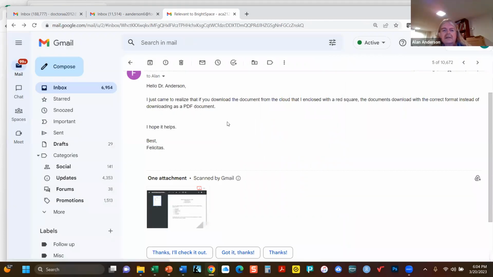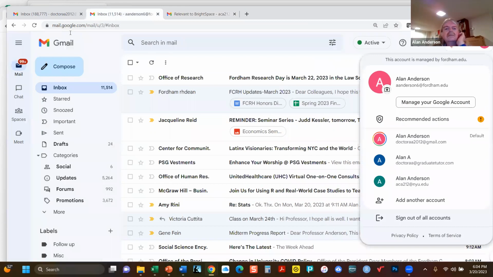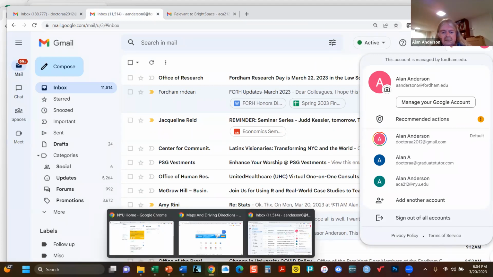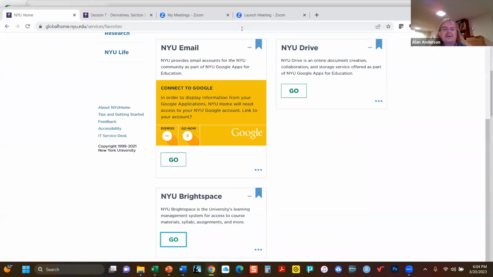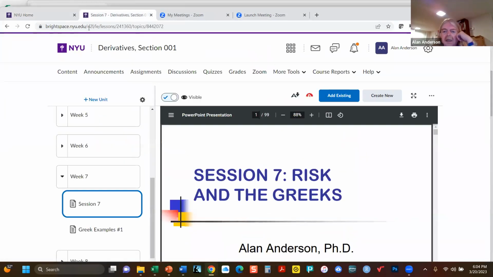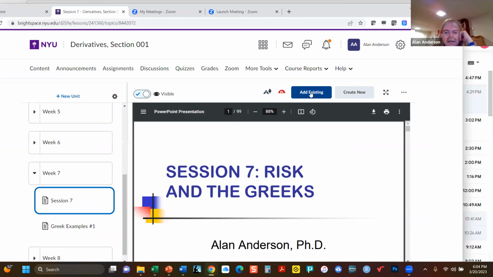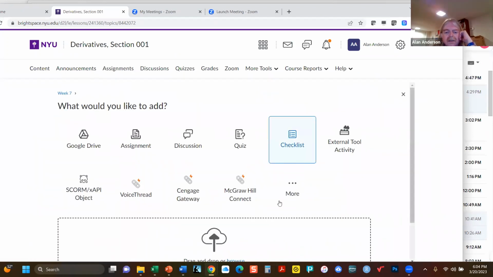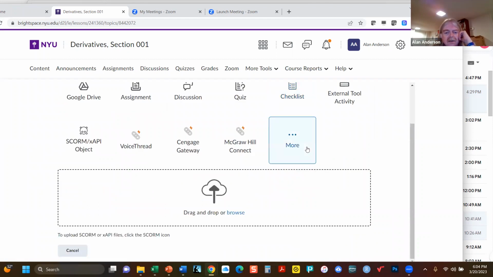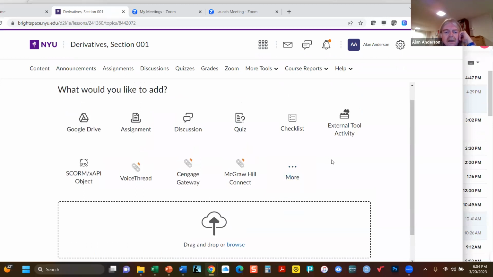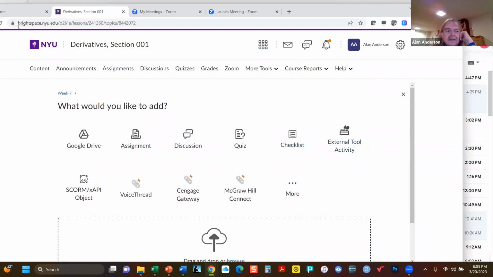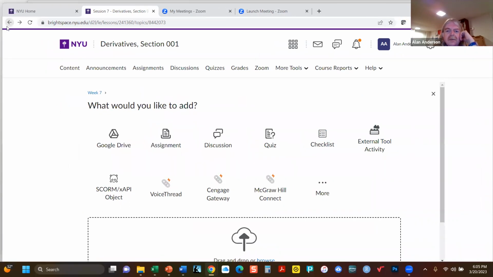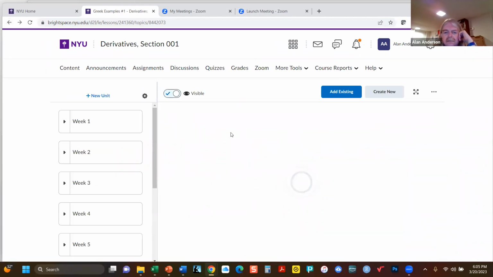All right, so let's go back to Brightspace. This is what I've been doing. It says here, add existing. And then it says, what would you like to add? You notice how it's saying, anything you want, just slide it over here, and there you go. Fine. So that's what I've been doing. If that's not the correct way to go, then they were supposed to tell me that. So apparently, there's a second way of loading everything up.